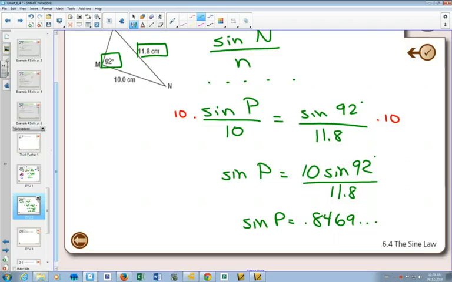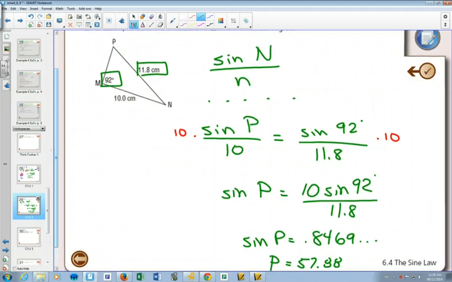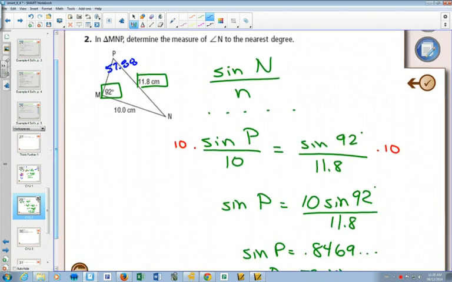How do I find angle p? Inverse. So we go sine inverse of that answer. You could, if you wanted to, do sine inverse of this whole thing, that would work as well. So I'm going to do the sine inverse now, and I get p is 57.88. So then I know that this angle p, right up here, is 57.88. Does it say to the nearest degree? Yes. Okay, so we can make it 58 degrees.